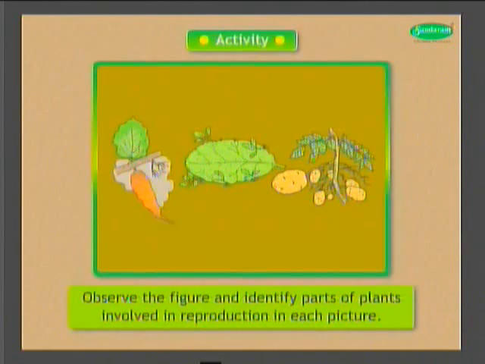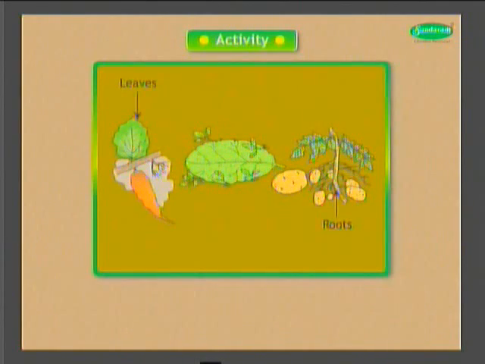Activity. Observe the figure and identify parts of plants involved in reproduction in each picture. Roots, leaves, and bud are the organs involved in reproduction.